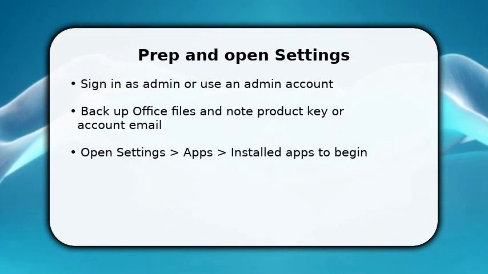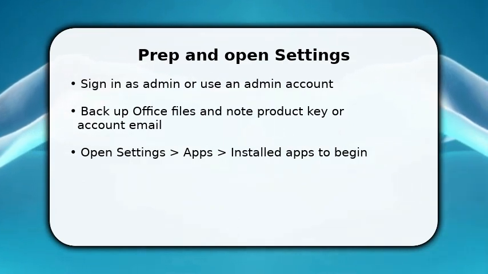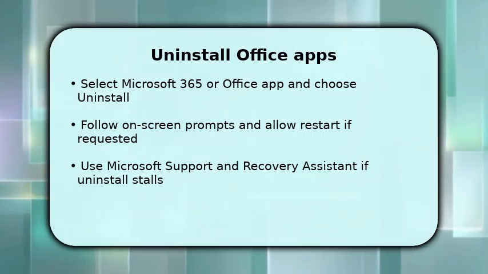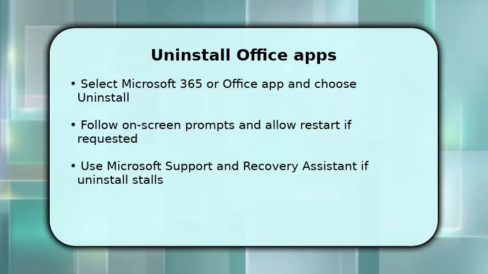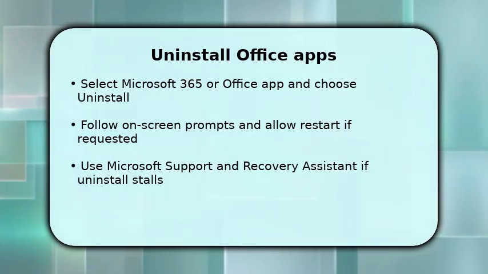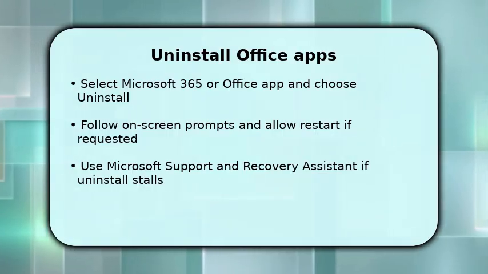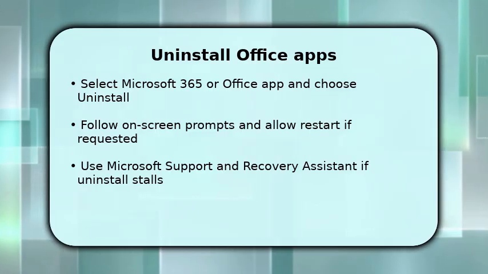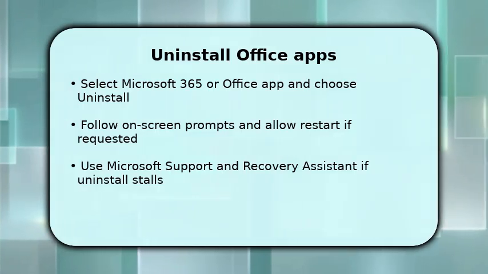Once you see Microsoft 365 or the specific Office app in Installed Apps, click the three dots and choose Uninstall. You must confirm twice in many cases. Follow the on-screen prompts. The built-in uninstaller removes core files and registry entries. Allow the system to restart if prompted to finish cleanup.